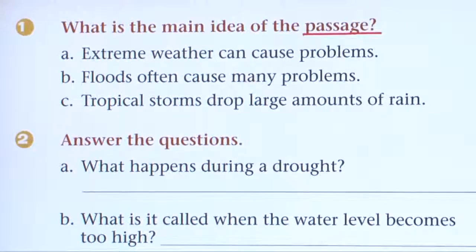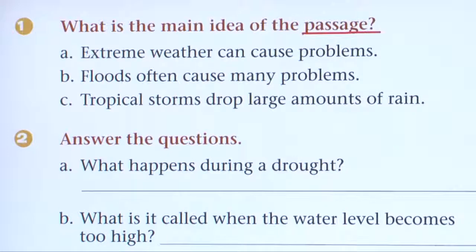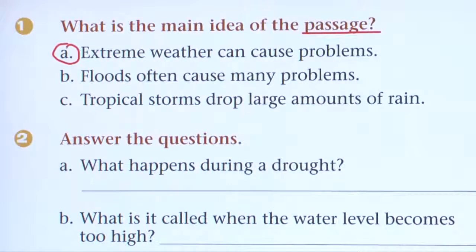What's the main idea? A, extreme weather can cause problems. B, floods often cause many problems. C, tropical storms drop large amounts of rain. What's the main idea? The number 1, the most important in this story, in this passage? A, B, or C? And if you said that it was A, you would be right. Congratulations, it's A. I know, A.